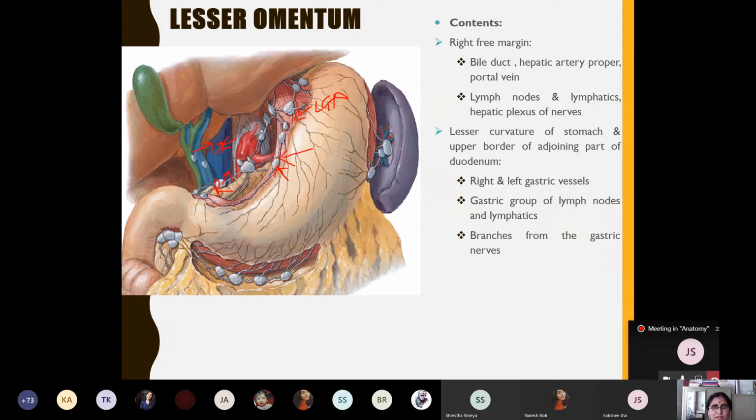Am I clear? Are there any queries regarding lesser and greater omentum, the peritoneal folds suspending the stomach? Any question? Shall I proceed? Yes. All of you, only one or two are answering? Yes, ma'am. Okay.